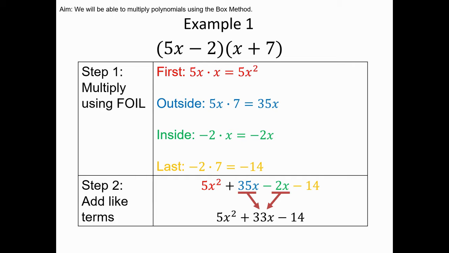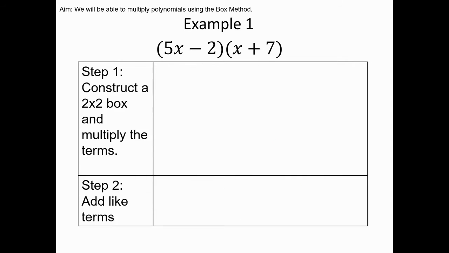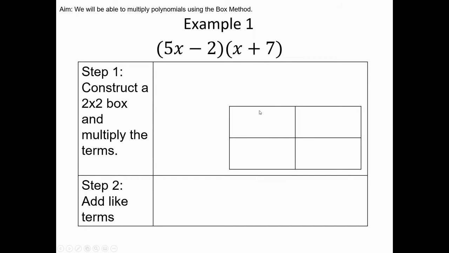the box method. So the way the box method works is we're going to construct a 2 by 2 box because we have 1, 2, 3, 4. Two terms here, two terms here. So it's going to be a 2 by 2 box. And what I'm going to do is I take 5x minus 2, and I put each of them on top of one of the rows. And then I take x plus 7, and I take them on, one of these rows, these are columns.